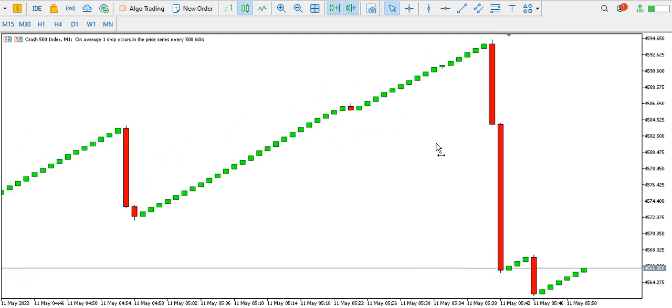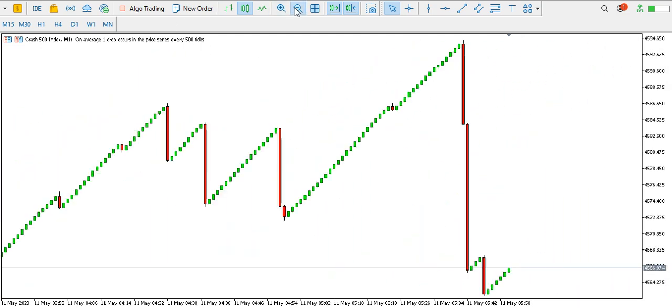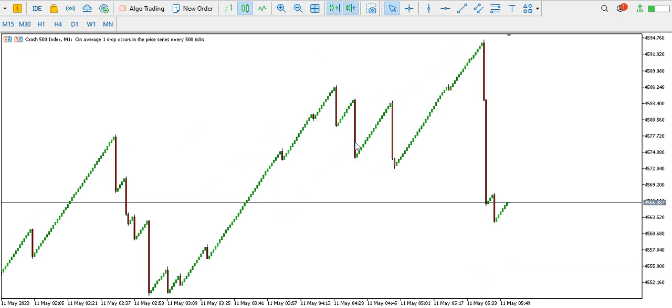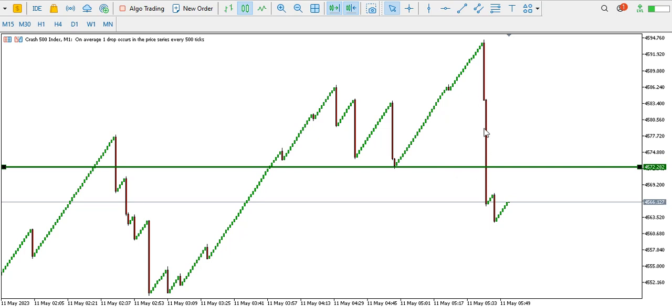On the 1 minute time frame, look at what's happening. It broke structure to the downside, so it's going to scalp sell.